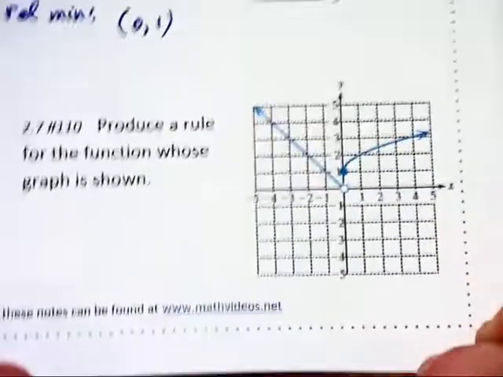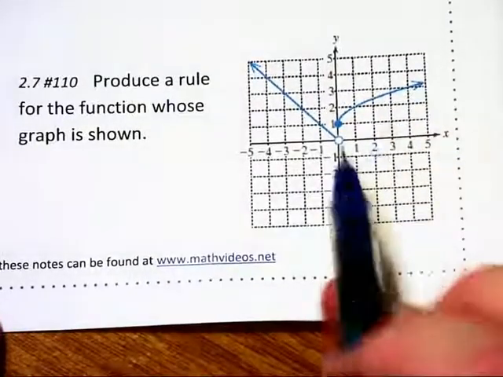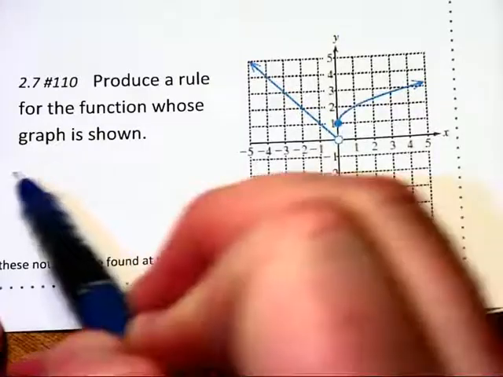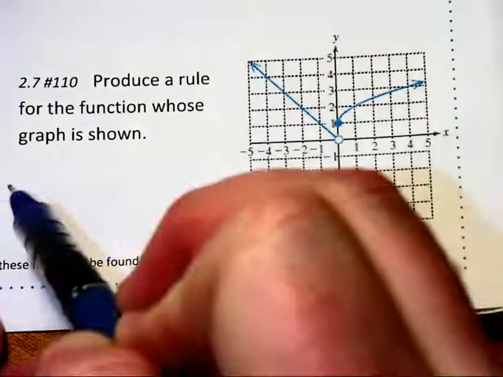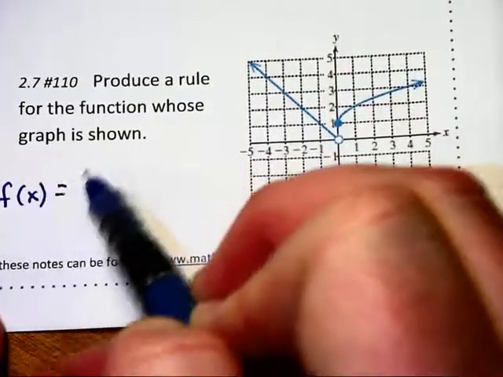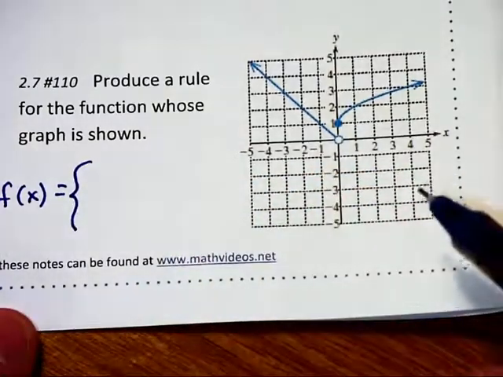Now we have a kind of a backwards problem. They've given us the graph and they want us to write the rule, write the function here. So we're going to have f of x is equal to a graph in 2 parts.